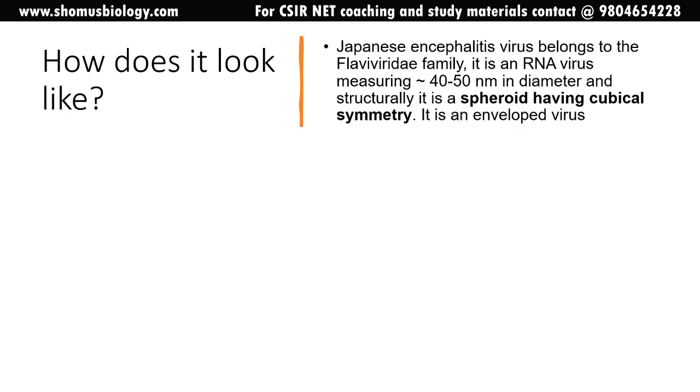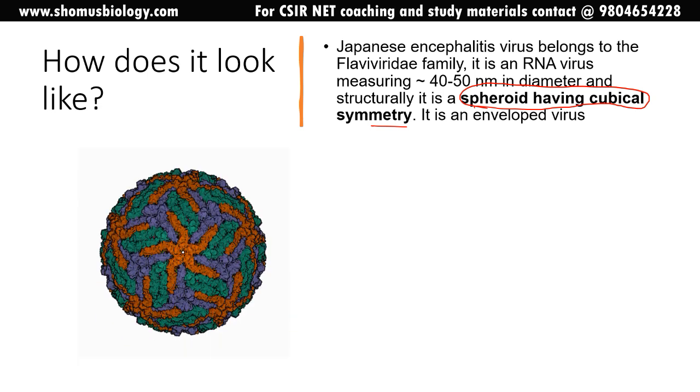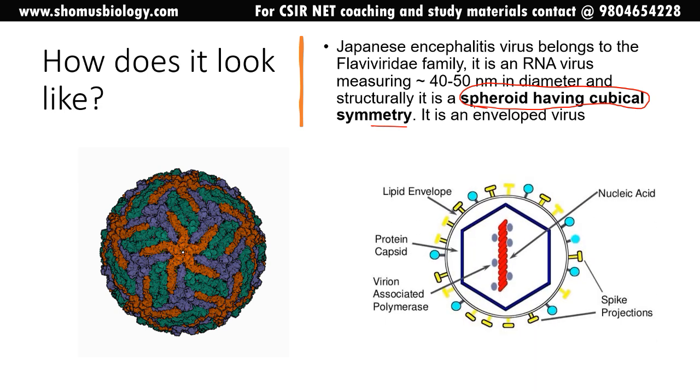So the Japanese encephalitis virus, as I told you, is a spheroid with icosahedral symmetry. That means the virus itself is spherical, but it has an icosahedral symmetry. This is how it looks. There is a lipid envelope outside, and inside it has a nucleocapsid. The nucleocapsid has nucleic acid in the center, and there is a protein capsid protecting the nucleic acid. There is also a virion-associated polymerase along with the nucleic acid inside the icosahedral capsid.